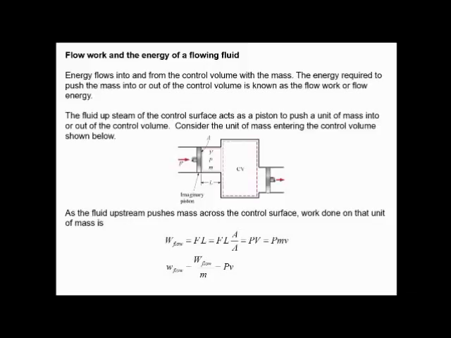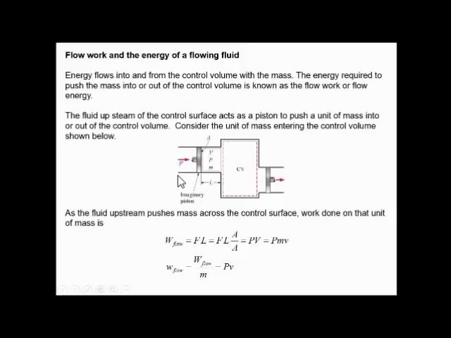Now let's talk about the flow work, or energy, of a flowing fluid. Energy flows into and out of the control volume with the mass. The energy required to push the mass into and out of the control volume is known as the flow work or the flow energy. The fluid upstream of the control surface acts as a piston to push a unit of mass into or out of the control volume.